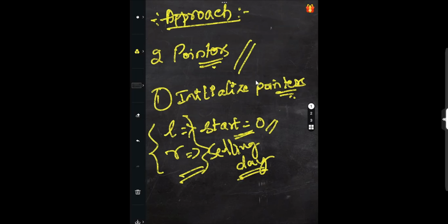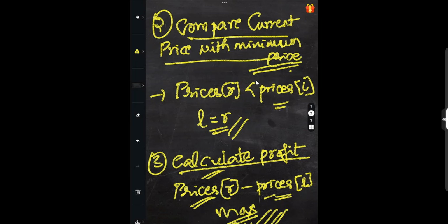First thing is we are going with the two pointers approach. We'll be initializing the pointers L and R, L to the start or the 0th index and R to the selling day. The second thing is we'll compare the current price with the minimum price. When prices of R is less than prices of L, then we set L equals R.